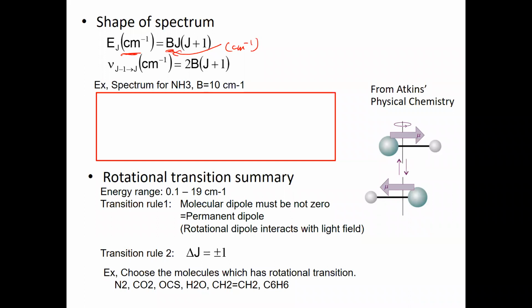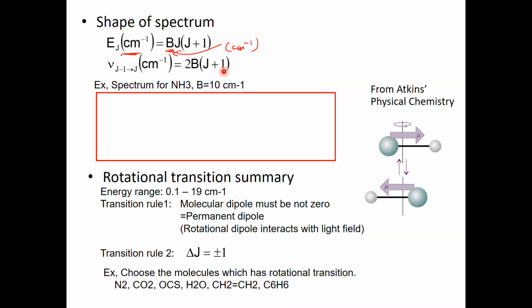And this energy given in Kaiser is simplified like E_J equals B times J(J plus 1). In this case, the transition energy of rotation in Kaiser can also be given by 2B times (J plus 1).